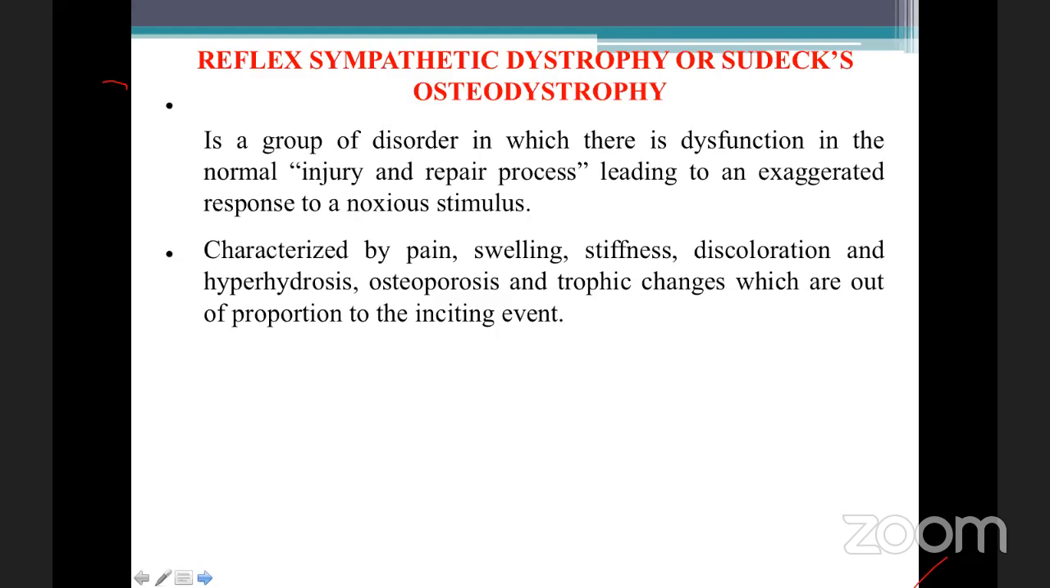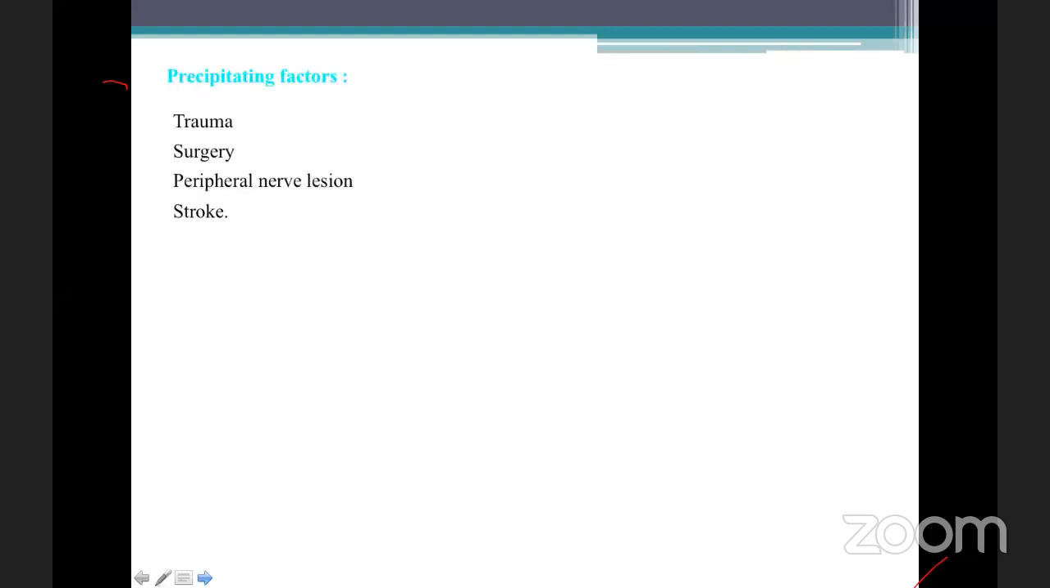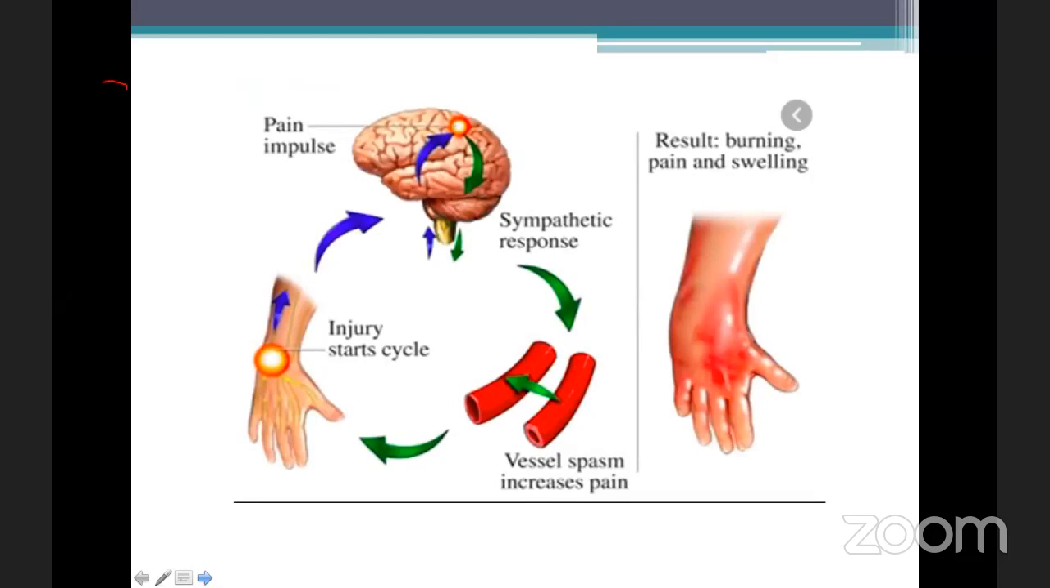See, when we say trophic changes, osteoporosis, hyperhidrosis, all these things tell us that there has to be something to do with the autonomic nervous system. Let's see how it happens. The precipitating factors are trauma, surgery, a peripheral nerve lesion, or a stroke. For example, a patient has a distal end of radius fracture. This itself is a noxious or painful stimulus. This pain is carried by the sensory nerves, by the alpha pain route, and sensed through the sensory pathway into the postcentral gyrus, which is the pain sensation pathway.